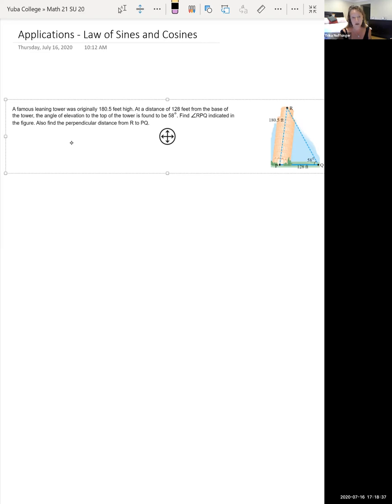When they give you an angle with three letters like this, which we haven't really talked about, this is just saying that you're looking at the angle P, the one that's sandwiched in between. So here, RPQ would be here. So we want to find this angle indicated in the figure. Also find the perpendicular distance from R to PQ. PQ here is talking about the line PQ, so we're going to want to find this distance in here.